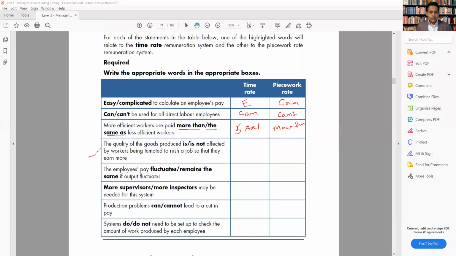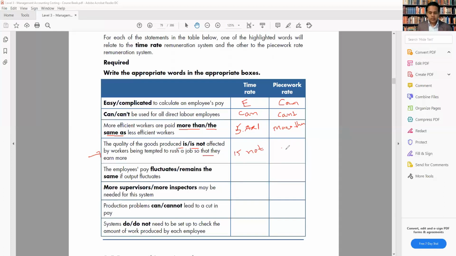Then the next one we have: the quality of the goods produced is or is not affected by the worker being tempted to rush a job so that they can earn more. Of course, when there is the hourly rate, we are not very rushed, isn't it? But when there is piecework, we are in a rush because we want to do more so that we can get more. So it is 'is' for the piecework.